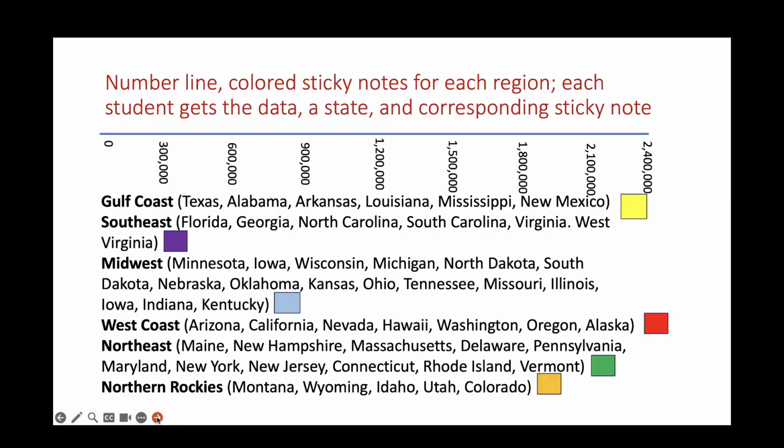And I've also made a number line at the front of the room, or sometimes if your room isn't big enough, you might have to do it on the floor in the hallway. I've made a number line that goes from 0 to 2,100,000 or a little bit beyond. And that number line is where we're going to put our sticky notes for our state.